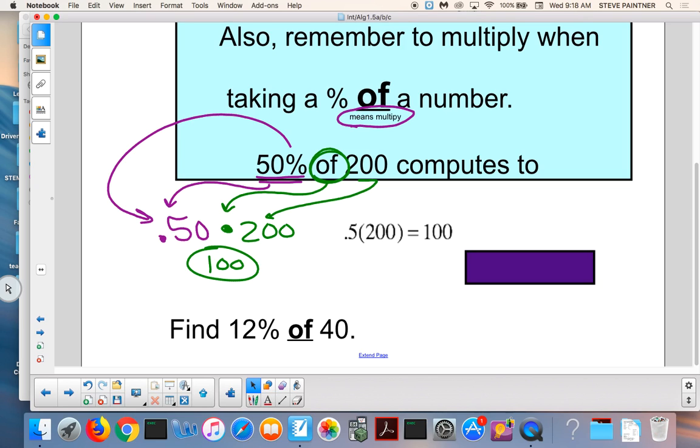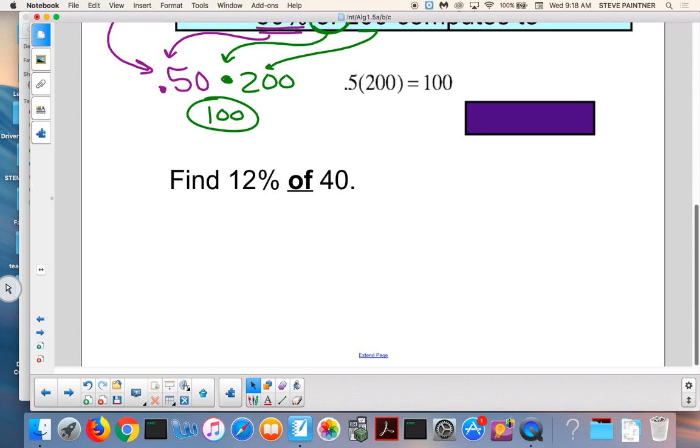Let's do a little tougher one. Let's go down here. What's 12% of 40? Try it. See what you get. I don't think you can do this one in your head. Maybe you can. There are 3 things you need to put on paper.